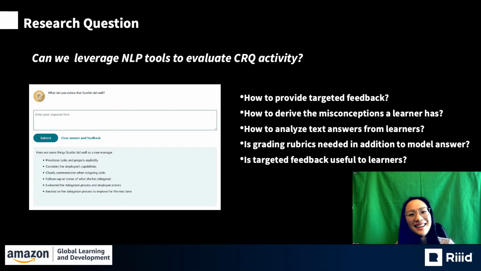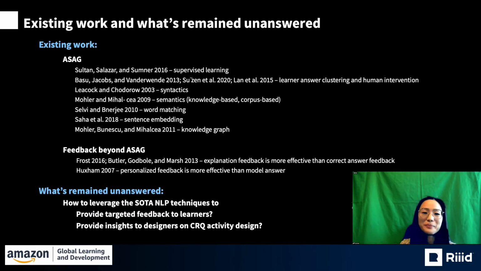Jinjin. Awesome. Thank you, Kim, for setting up the context. So I will continue with the research question. Under the broad question, we have sub-questions that interest us. How can we provide such targeted feedback? How to derive misconception a learner has? How to analyze a text answer from learners so then we can derive the misconception and provide such targeted feedback. And the second question we have is, as designer, do we need to create grading rubrics in order to make algorithm work better? And ultimately, is the feedback helpful to learners in terms of maximizing the probability of achieving proficiency or making it possible for learners to achieve proficiency in a shorter time?